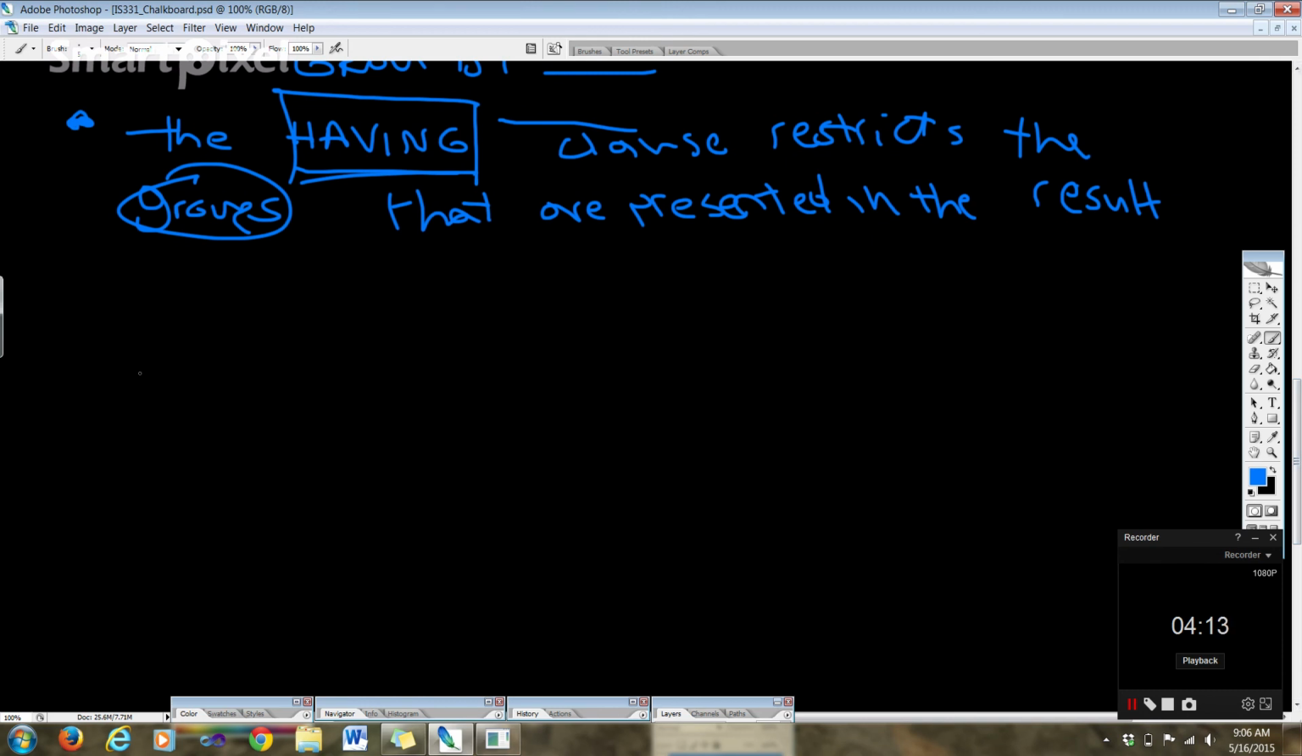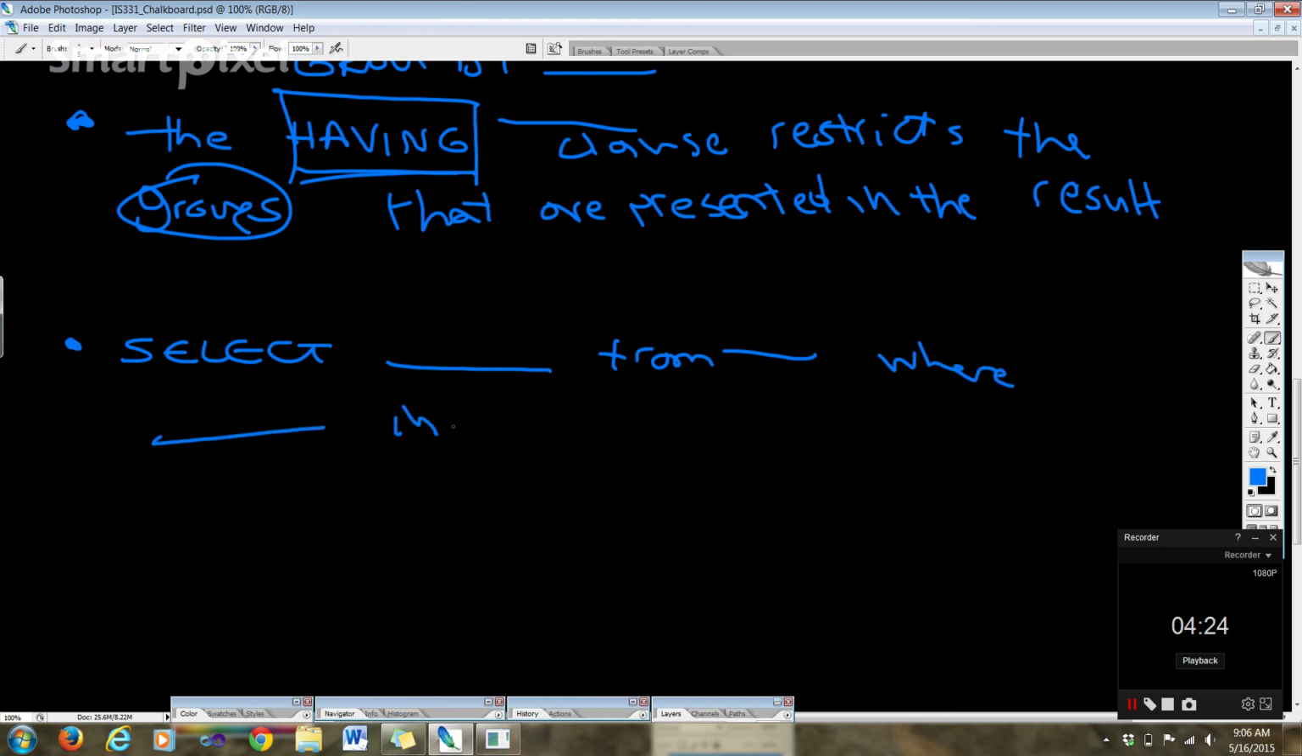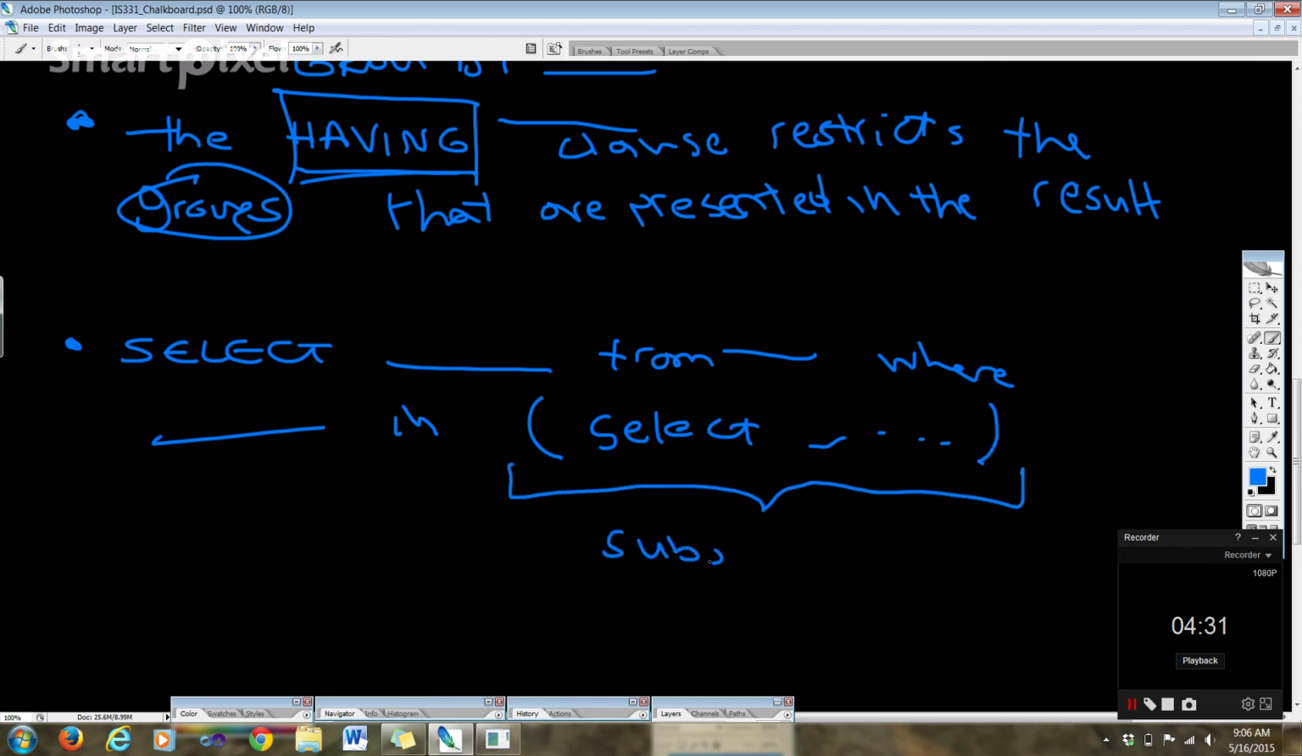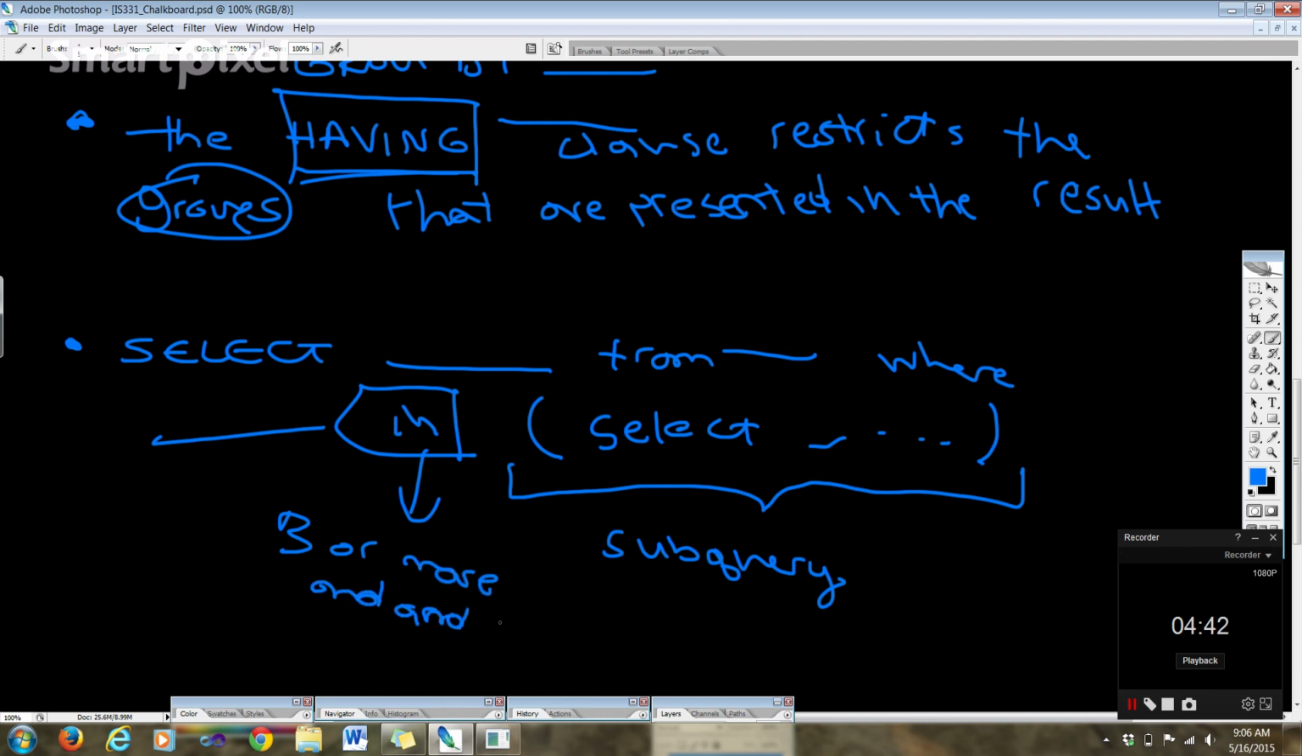Now, a second select statement enclosed in parentheses is called a subquery. So if we have select blank from blank where blank in select, and then we keep going with our select statement, this is a subquery. And remember, we would use this in keyword when we have 3 or more and or conditions, right? But it would be too time consuming to keep typing that out. So this is called a nested query, this whole thing together.